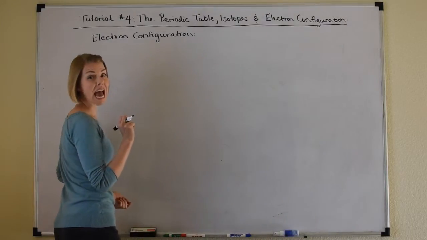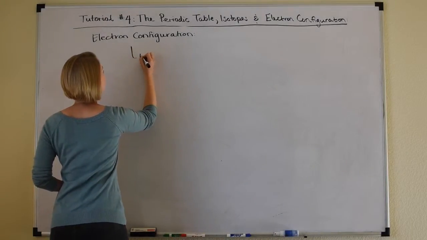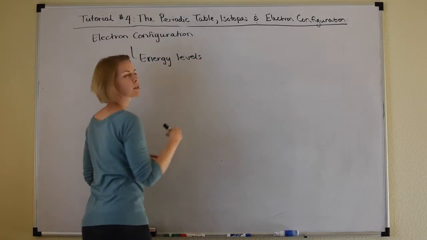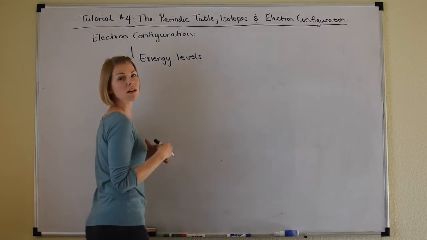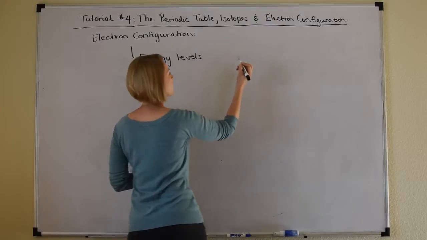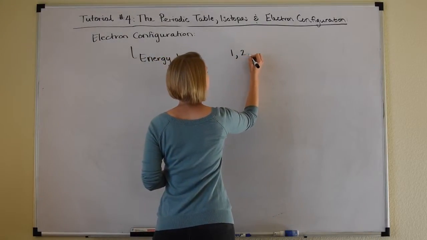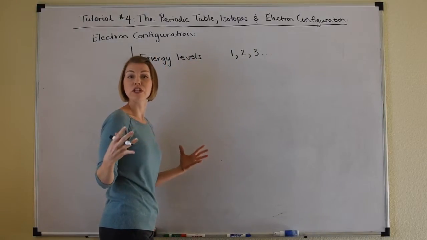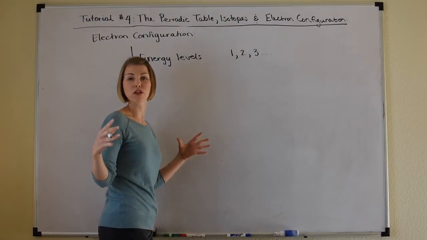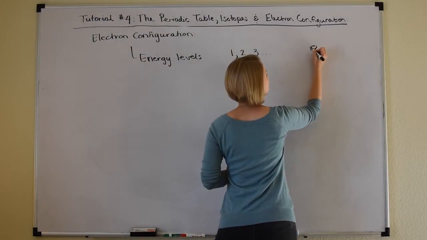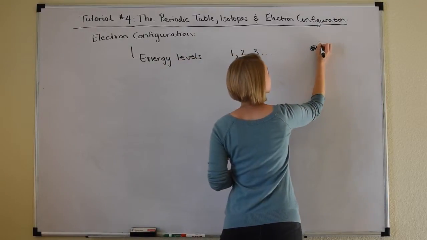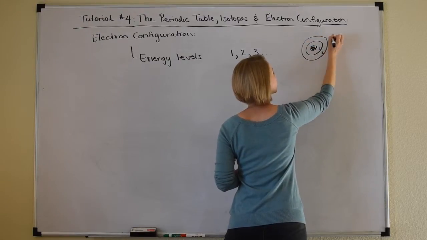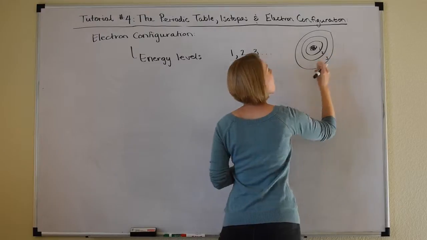Electrons reside in energy levels, sometimes called shells, and these energy levels or shells are numbered. So there's an energy level number 1, 2, 3, and so on. Okay, and the higher the number goes, the further the energy level is away from the nucleus, so the further out it is. So let's just draw an example here. So here's our nucleus. Energy level number 1 would be closest to the nucleus, so I'll label that 1. 2 is further out. 3 is further still, and so on.